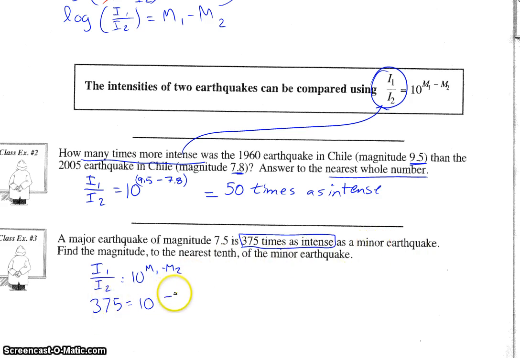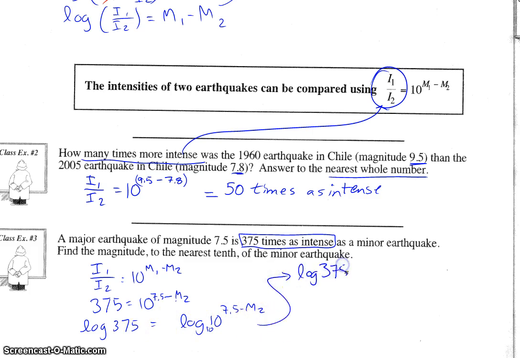Now because 375 is bigger than 1, the larger earthquake has to go first and the smaller one second. And now we want to solve for m2. So m2 is in the exponent, so we're going to log both sides. Log 375 equals log 10 to the 7.5 minus m2. Now, since it's base 10 and the base of the power inside the log is also 10, that would just equal the exponent. So we'd have log 375 equals 7.5 minus m2.